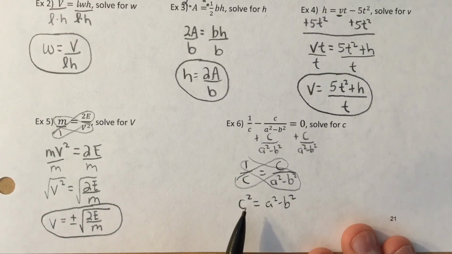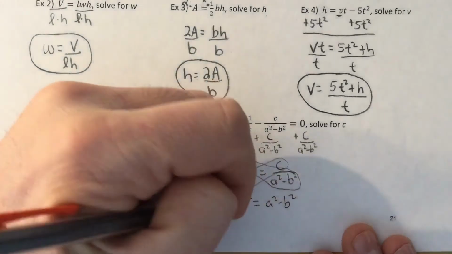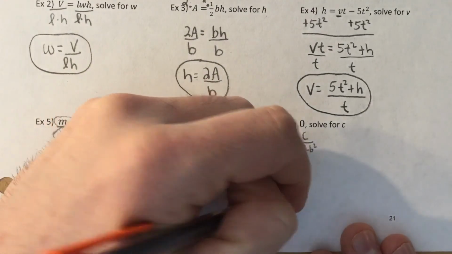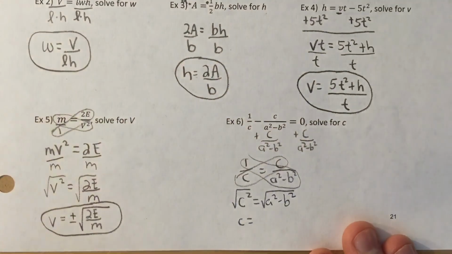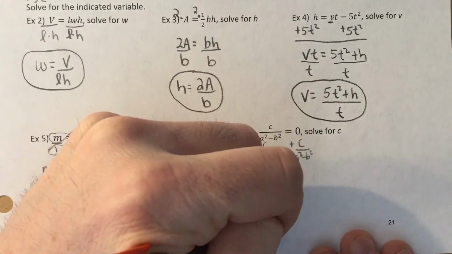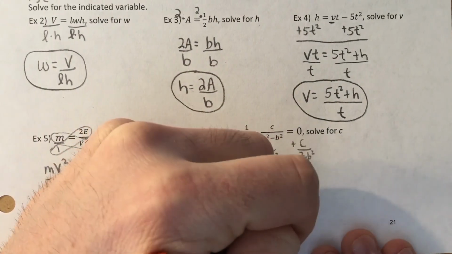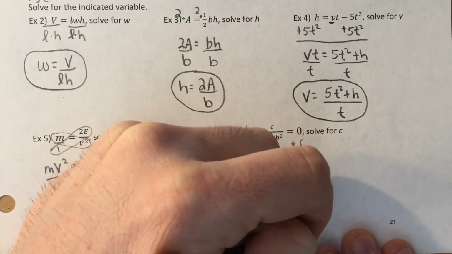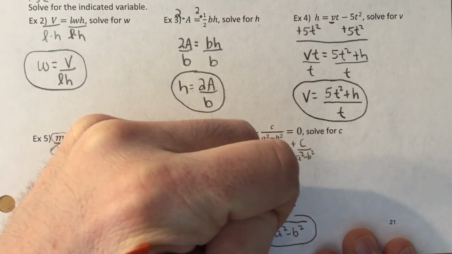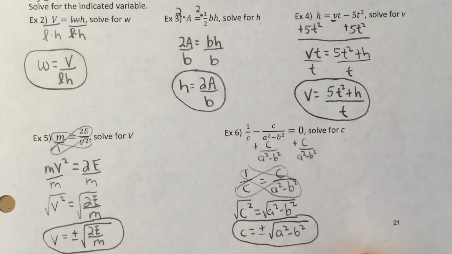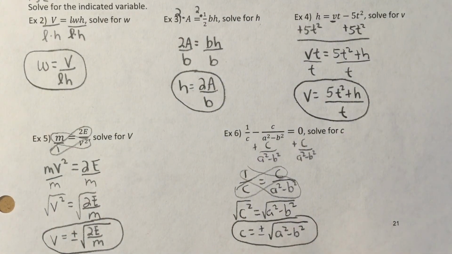So I end up with c squared equals a squared minus b squared, and to undo the square, I would then take the square root. So I'd end up with c equals plus or minus the square root of a squared minus b squared. All right, so just remember PEMDAS backwards, and anytime you have a fraction, cross multiply.